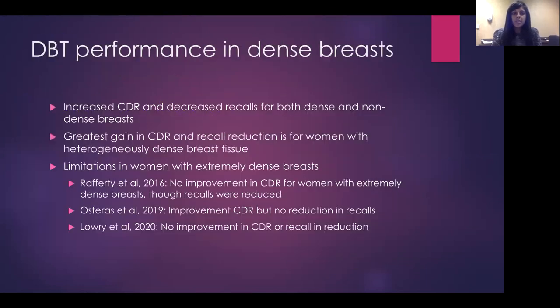So while we have seen that the 3D imaging increases our cancer detection rate and decreases recalls for both dense and non-dense breasts, we have found that the greatest gain of this is really for women with heterogeneously dense breast tissue. So the women who fall into that C category. Unfortunately, there are still limitations in women who have extremely dense breasts, which is that 10% of women. So here's a couple of studies where they found either little to no improvement in cancer detection rate, as well as really some reduction or no reduction in recalls.